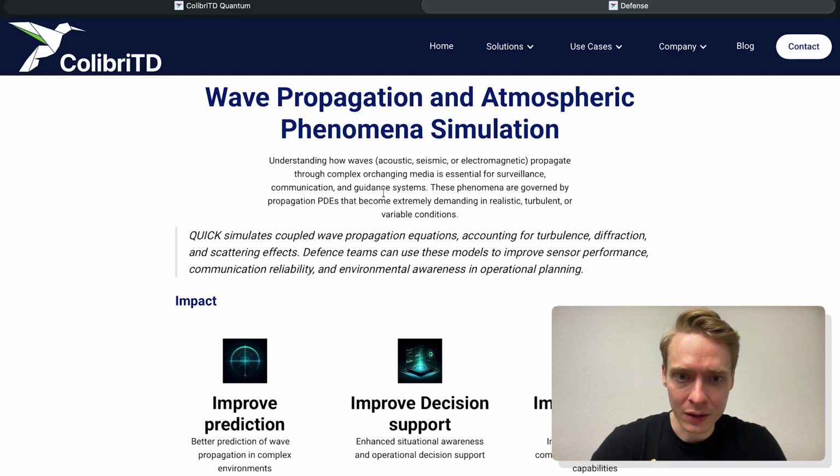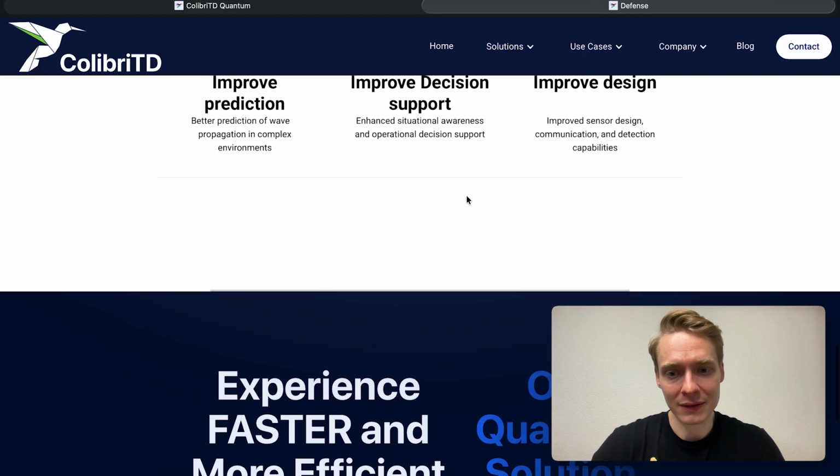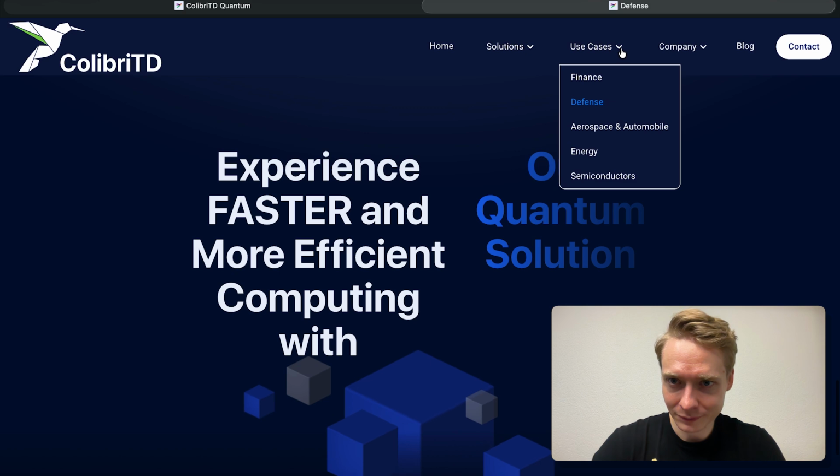And then wave propagation and atmospheric phenomena simulation: understanding how waves, acoustic, seismic, or electromagnetic, propagate through complex or changing media is essential for surveillance, communication, and guidance systems. These phenomena are governed by propagation PDEs that become extremely demanding in realistic, turbulent, and/or variable conditions. So this is about, let's say, intelligence-related topics, I guess, as far as I understand.